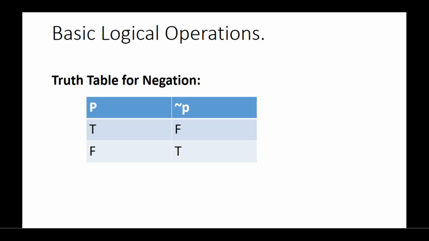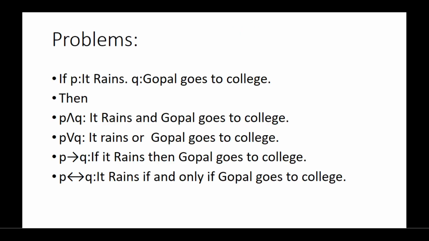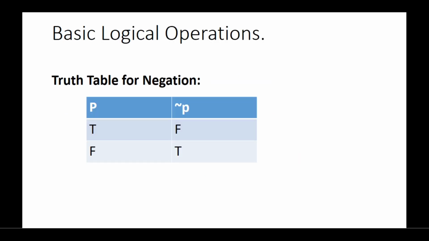Negation: if P is true, then the negation of P is false. If P is false, the negation of P is true. This is the negation of a statement. So this is about the logical connectives.